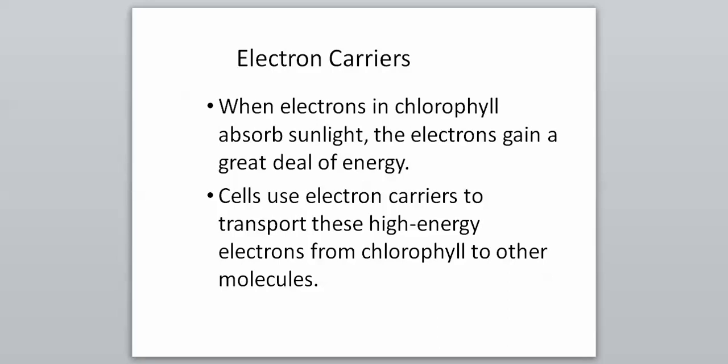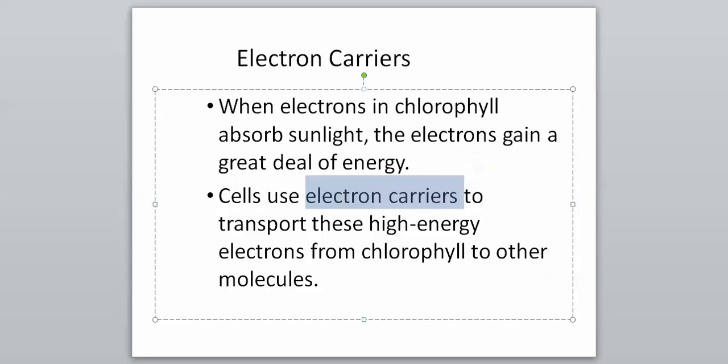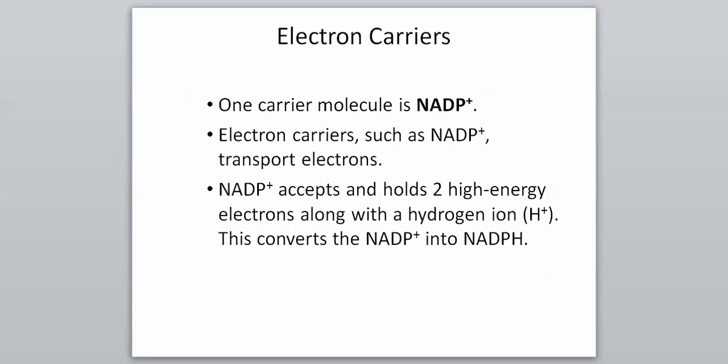Going back to something we mentioned earlier about what actually happens in the process of photosynthesis. When electrons in the chlorophyll absorb sunlight, the electrons gain a great deal of energy, and cells use electron carriers to transport these high-energy electrons from chlorophyll to other molecules. We have a bunch of excited, really high-energy electrons, but they can't move by themselves, so they need something to carry them. That is where electron carriers come into play. One electron carrier molecule is known as NADP+, and electron carriers such as NADP+ transport electrons. They're pretty much like the chauffeur for the electrons. They're going to get them to where they need to go.